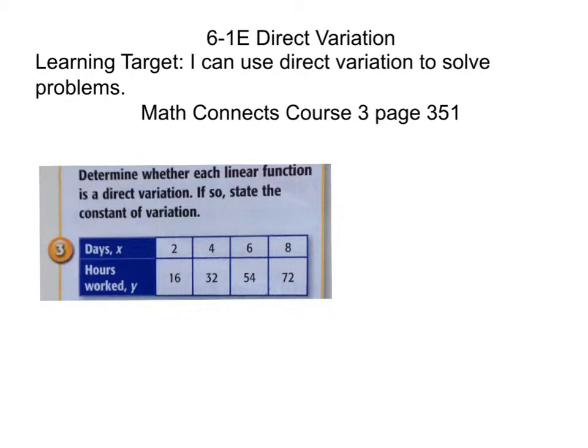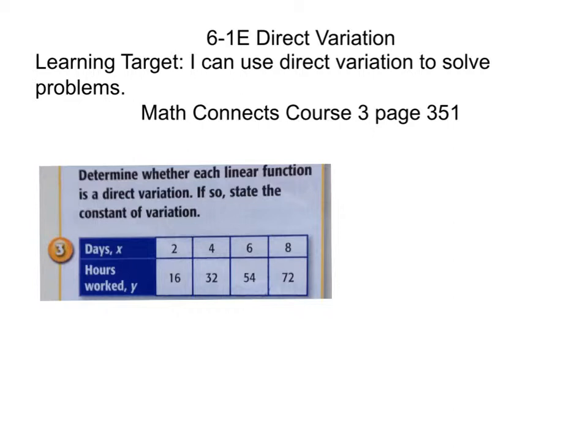I wanted to clarify a couple of examples that we did in class the other day. This is example 3, or it goes along with example 3 from your book, page 353, but this example is not in your book. Your directions are to determine whether the linear function is a direct variation. If so, state the constant of variation.